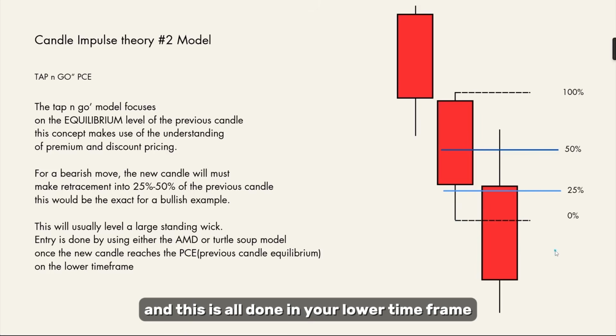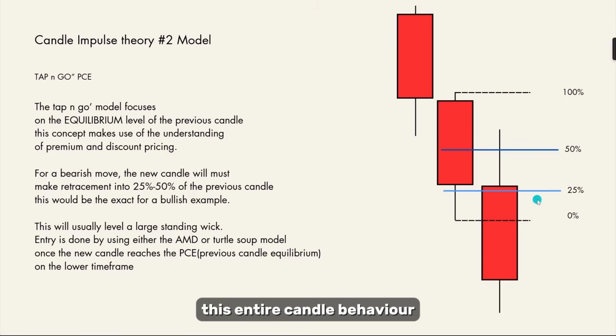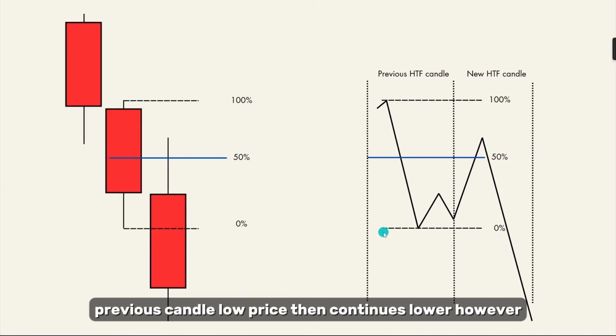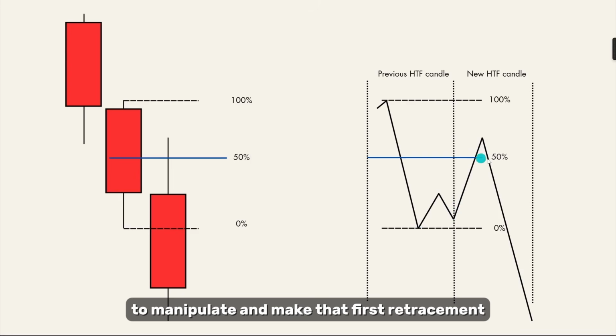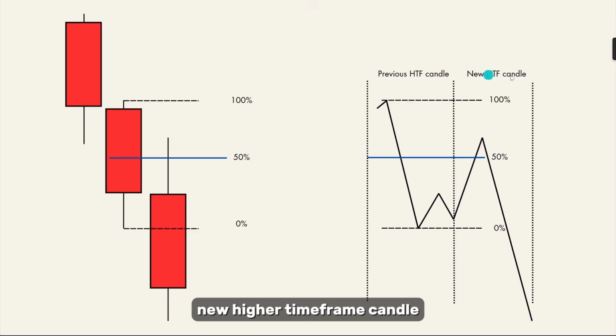And this is all done on your lower time frame, but the importance is that you understand this entire candle behavior. As you can see, previous candle low, price then continues lower. However, on the next daily candle, price will then start with the start of London session to manipulate and make that first retracement. And then going to New York, you then see price then starts to distribute lower, creating the major expansion for that exact new higher time frame candle.